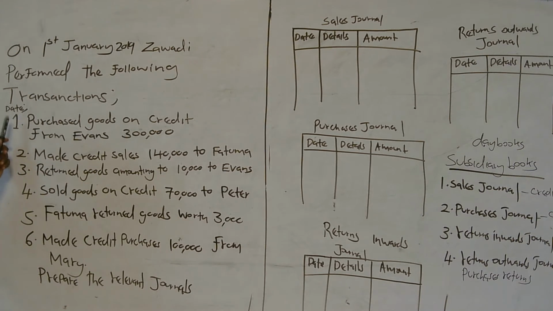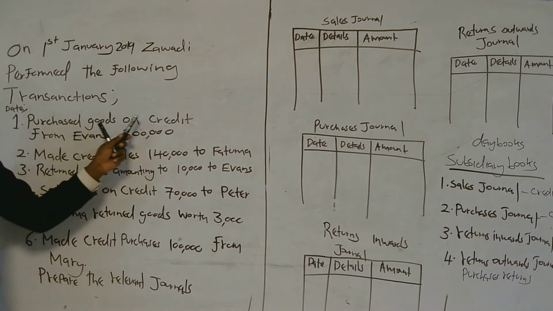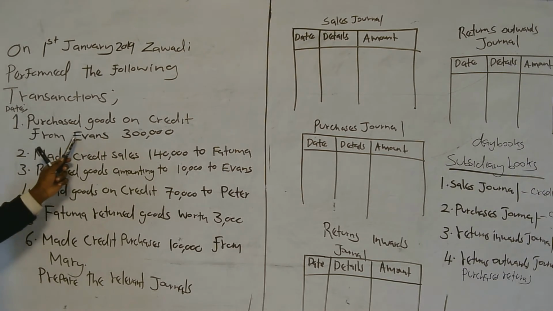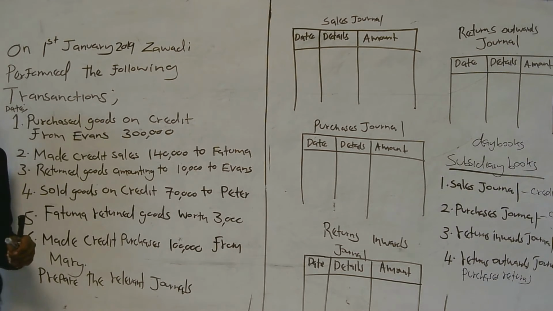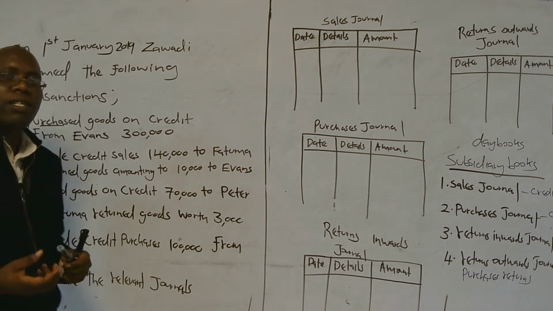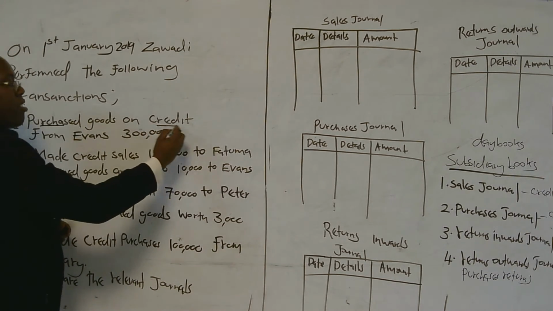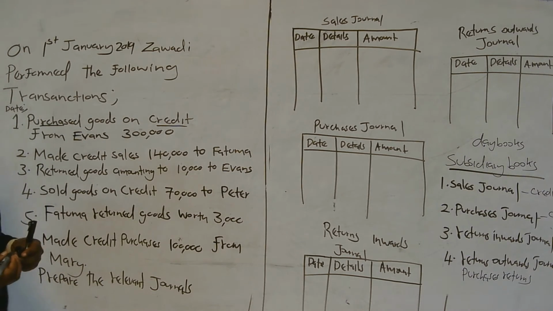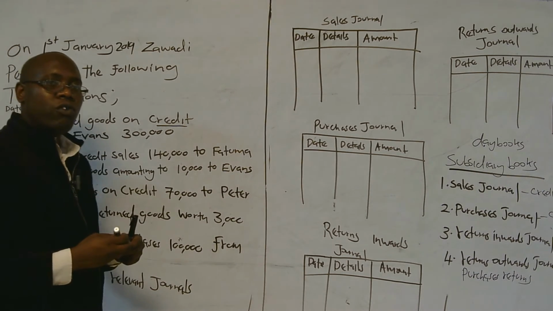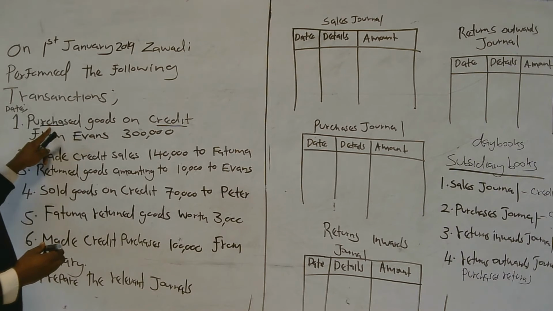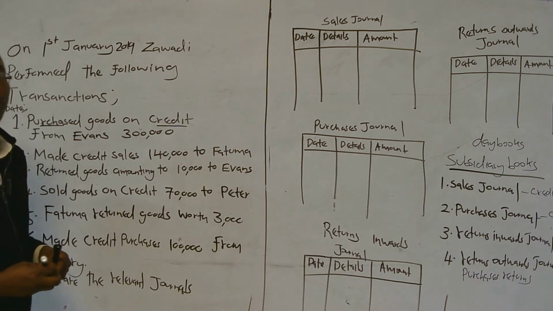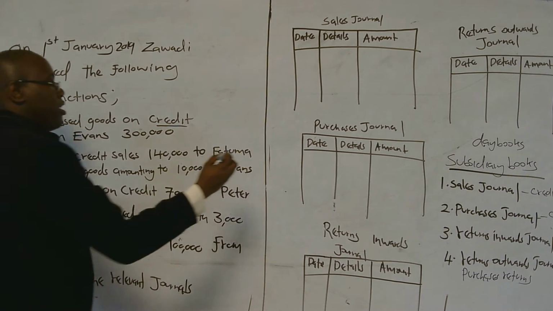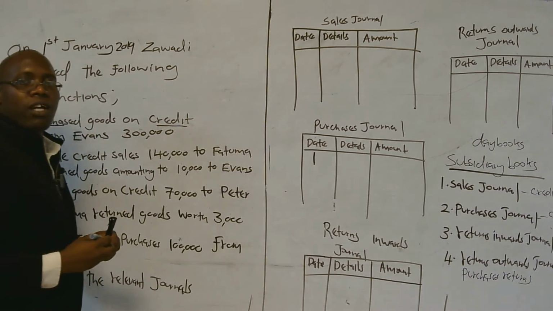So we have the date here, and then we have the first transaction, which is purchased goods on credit from Evans, 300,000. So we have been given that transaction. Whenever you see the words purchased goods, of course we purchased on credit, you can see that it's on credit. So for journals, it must be on credit. We said that cash transactions go to the cash book. So the moment you see the word purchased, that one goes to the purchases journal. So you're going to write date 1 under the purchases journal that way.